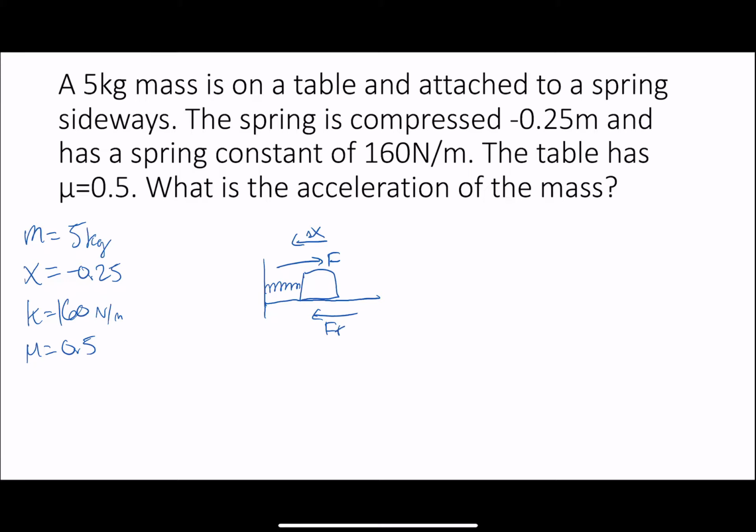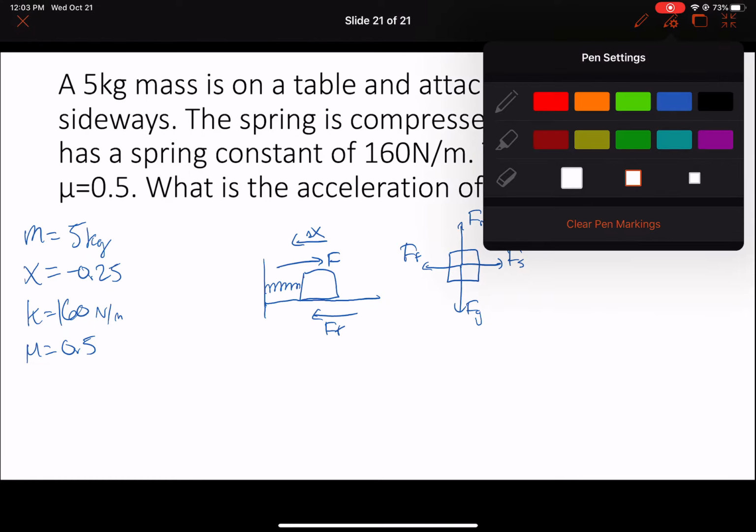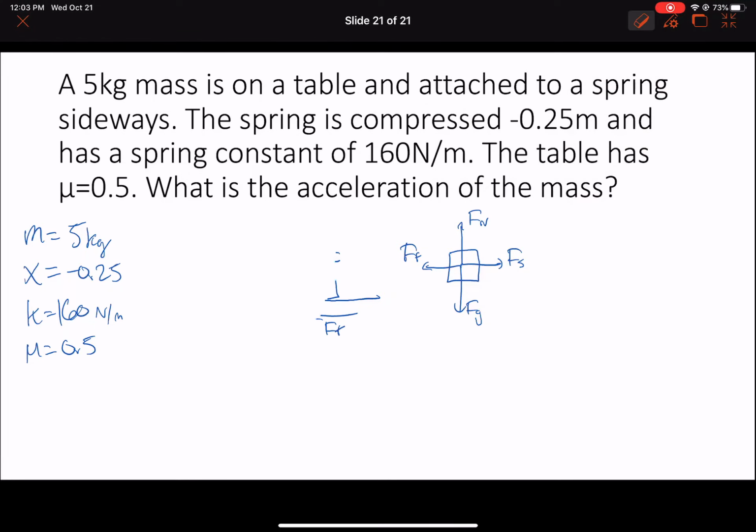So let's draw the free body. We have a spring force to the right. Let's go ahead and draw Fg and normal force because these are easy ones. We have a spring force to the right, and then we have friction to the left. And we want to know what's the acceleration. Okay, so let's do our T-chart.